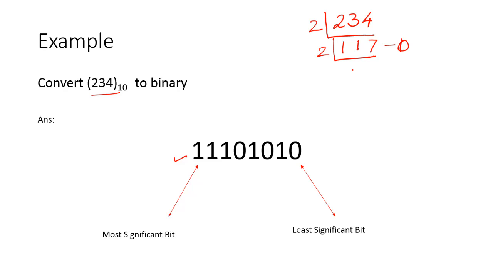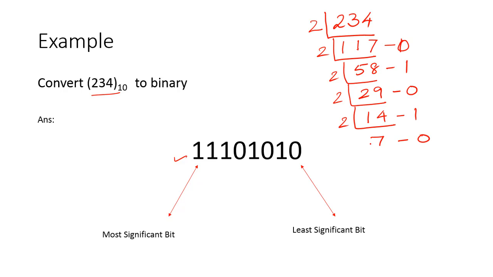Divide by 2 again. 5 twos are 10, 8 twos are 16, remainder is 1. Divided by 2, 2 twos are 4, 9 twos are 18, remainder is 0. Then divide by 2 again, 1 twos are 2, 4 twos are 8, remainder is 1. Again divide by 2, 7 twos are 14, remainder is 0. Again divide by 2, 3 twos are 6, remainder is 1. Again divide by 2, 1 twos are 2, remainder is 1.